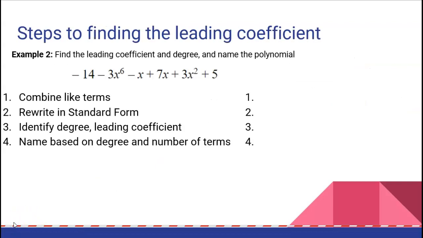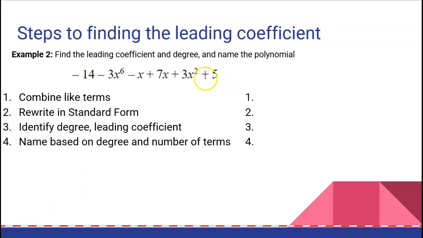So to find the polynomial's leading coefficient, we have to do a couple of things. We're first going to have to combine our like terms. We're going to have to rewrite this polynomial in standard form, and then we identify the degree and the leading coefficient, and then we're going to name this polynomial based on the degree and number of terms.